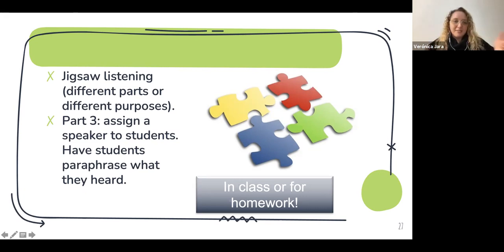of course, we can ask them to do listening tasks as if they were in the exam. But if we continue down this road of using the classroom as a lab to develop skills, you could give them different purposes to listen for when listening to these things.